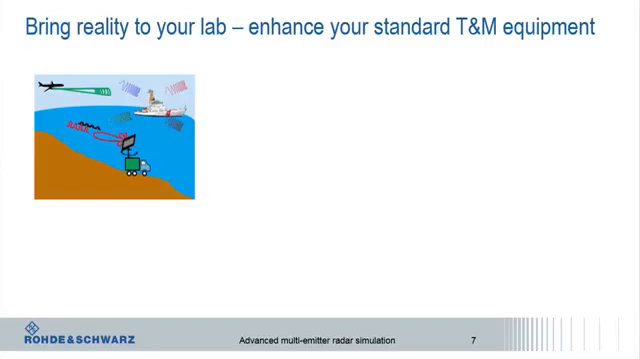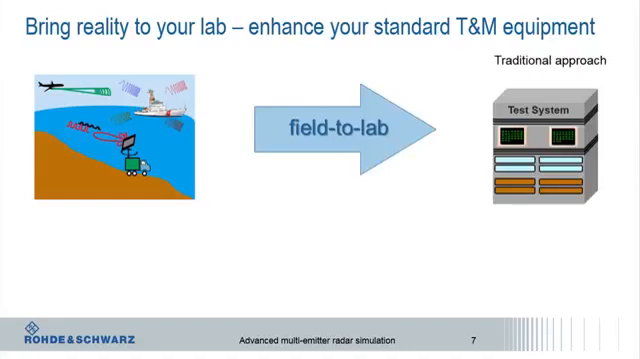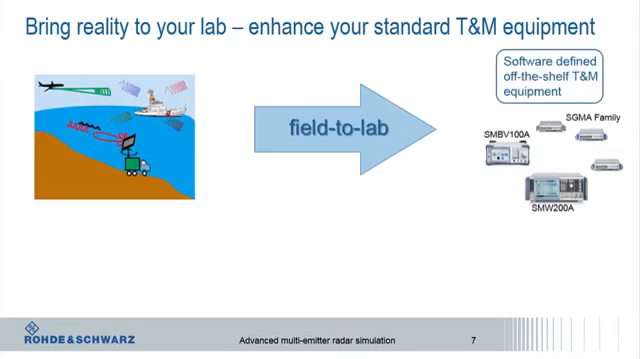So bringing everything together, what you have to do is you have to test your support measures, you have to test your receivers, you have to test your equipment in pretty complex signal environments. So what you need to do is you need to bring the field test to the lab beforehand. There are traditional approaches which are using big test systems. We are following a different approach. We follow the approach of using software-defined off-the-shelf T&M equipment.